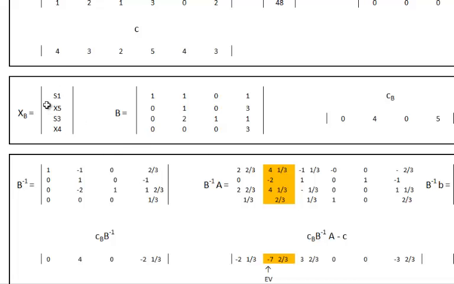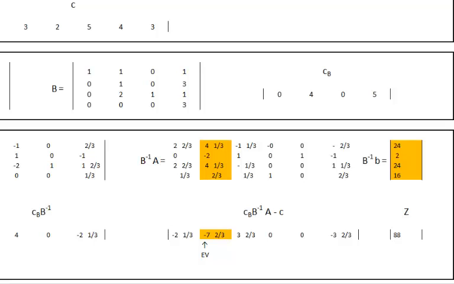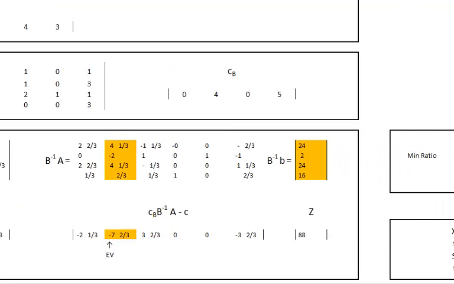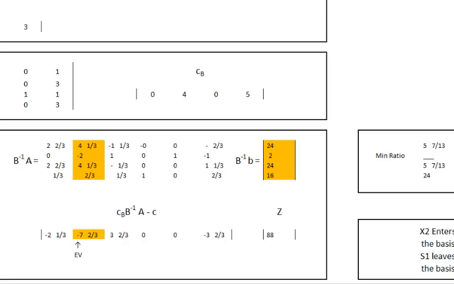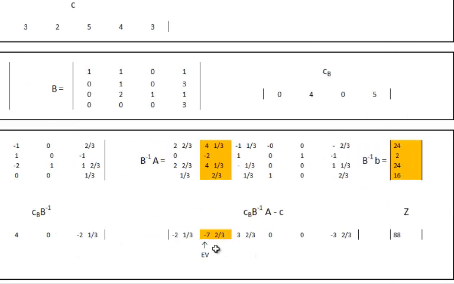So we set up the new basis, which is now S1, X5, S3, and X4, and we are going to perform the calculations. As we perform the calculations in here, we will notice that the entering variable in this case, the most negative number in this case, is this value.